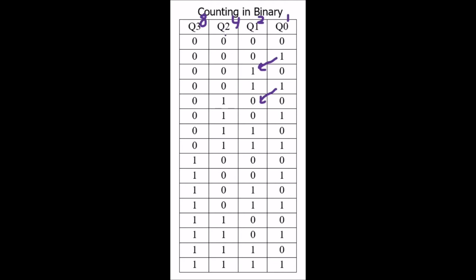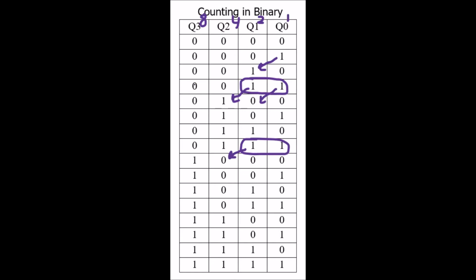Well, let's see when Q2 toggles, right? Here's Q2. It's all zeros initially until these two bits are both ones. And then on the next count, Q2 toggles, right? So this bit will toggle when everybody before it is 1. So here it's 1, 1, 1, 1. On the next count, these guys before it are now both 1s. On the next count, this toggles again. It becomes a 0. So each bit toggles when all the bits before it are 1s.